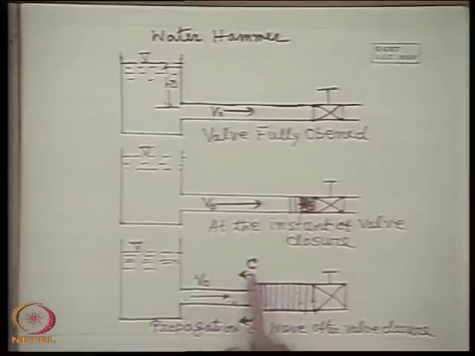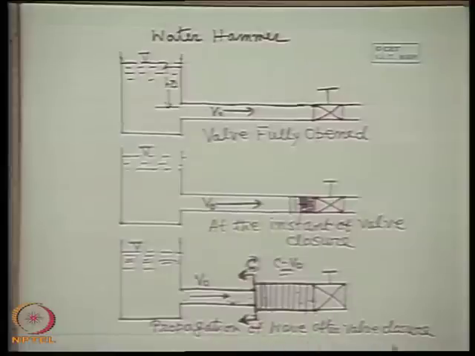This velocity C is usually denoted relative to the fluid, but the absolute velocity will be C minus V0, which we will discuss afterwards. So with some absolute velocity, the pressure wave is moving. It will take some time, because the pressure wave is moving with a finite velocity, to make the entire column come to rest with increased pressure. So this is the situation, propagation of the wave after valve closure.